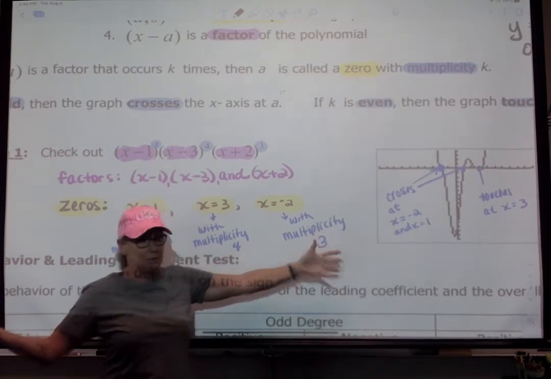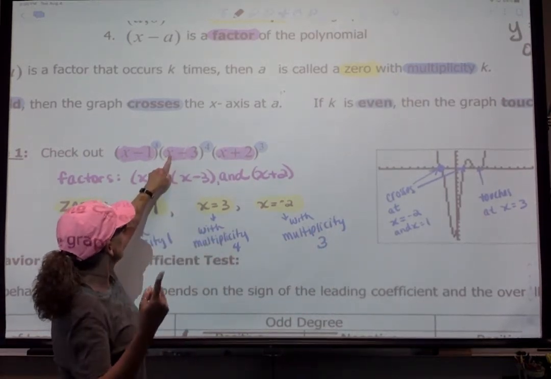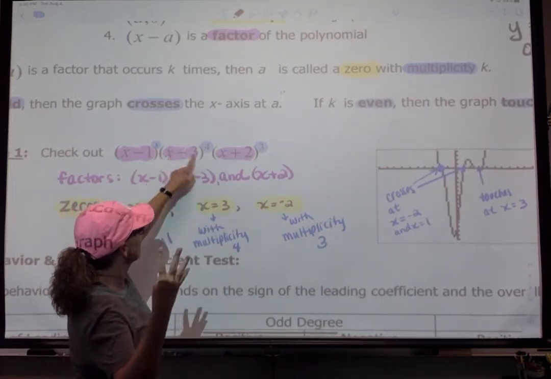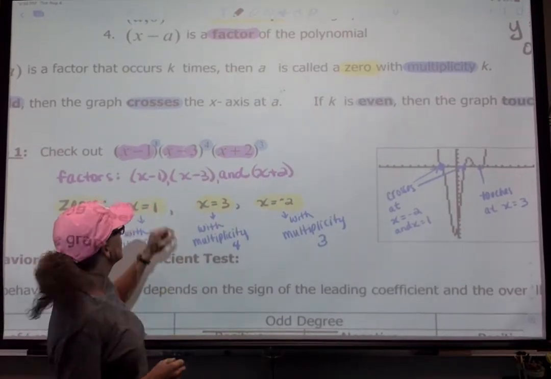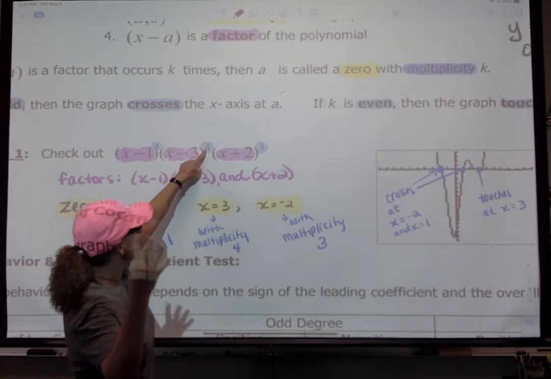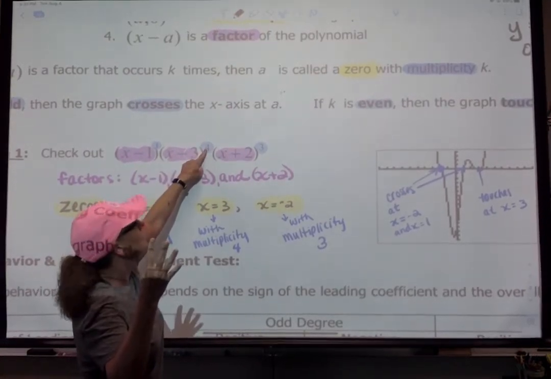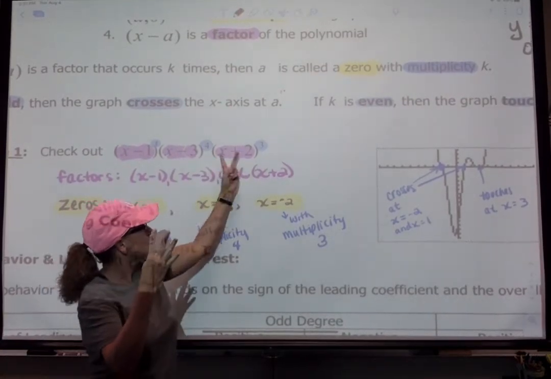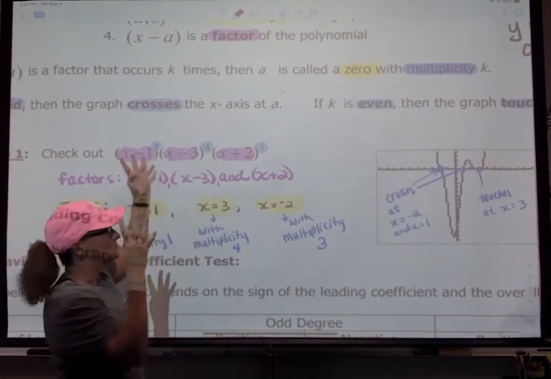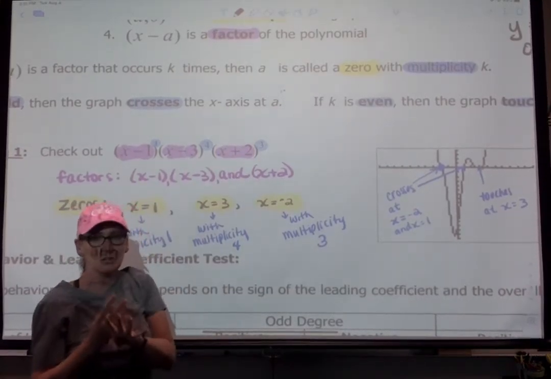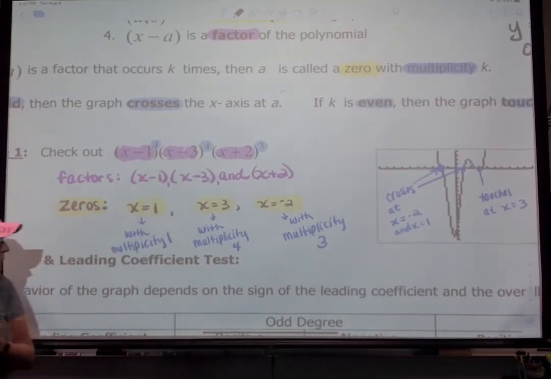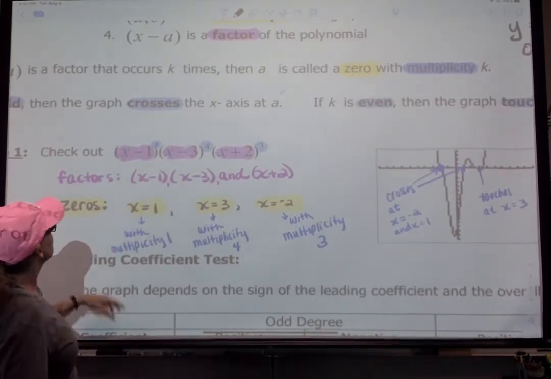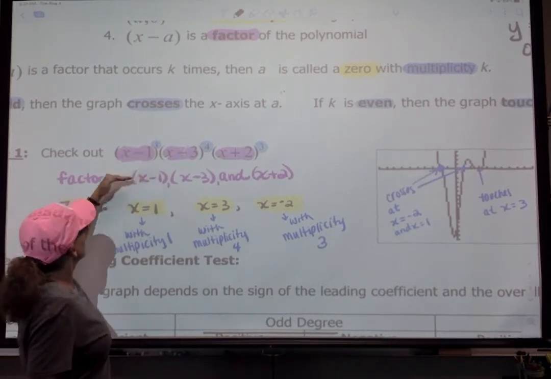What you would end up getting is some gigantic polynomial. And the degree would be, well, x times x times x times x times x times x times x times x. Did you get that? I think it would be an 8-degree polynomial. Whew. Anyway, all right, so these are factors.